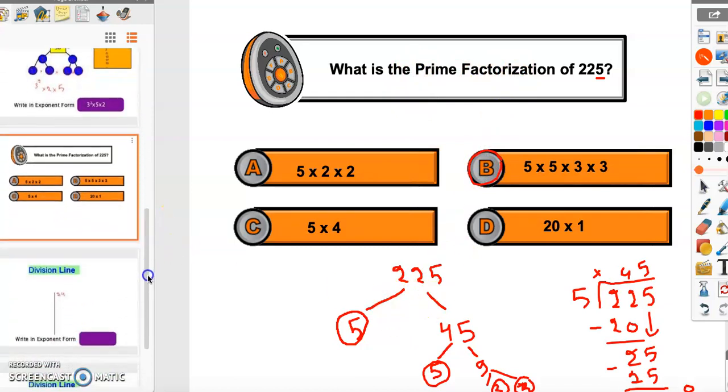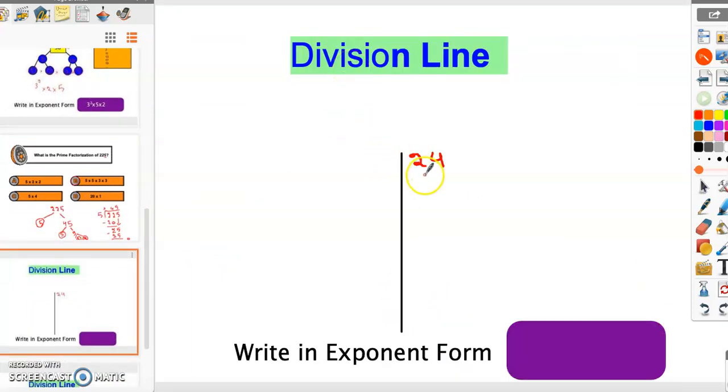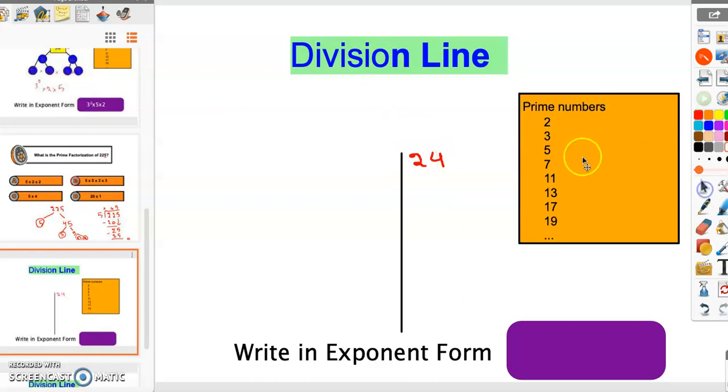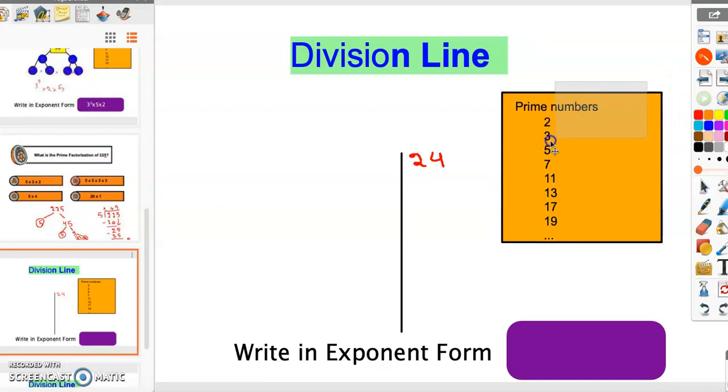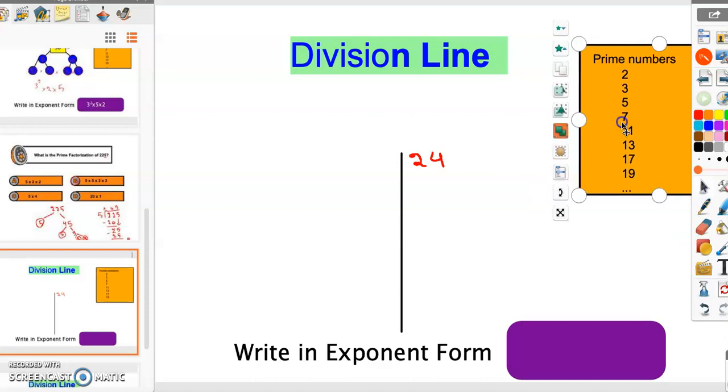We have another method, which is the division line. So for example, if we are asked to find the prime factorization of 24 using division, what will we do? Here are prime numbers. So here we will divide 24 by the first prime number. Here we have 2. 24 is divisible by 2, so we will divide 24 by 2. So 24 divided by 2 equal to 12. 12 is the same, it's divisible by 2, and by 3, we can choose any one of them.